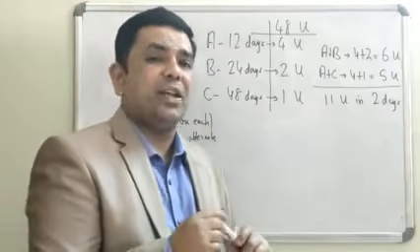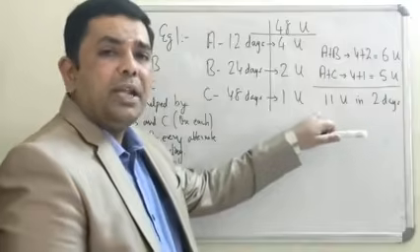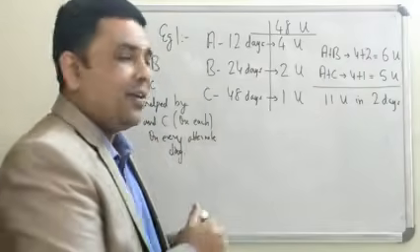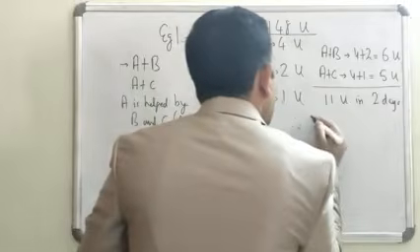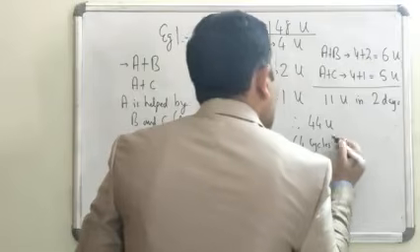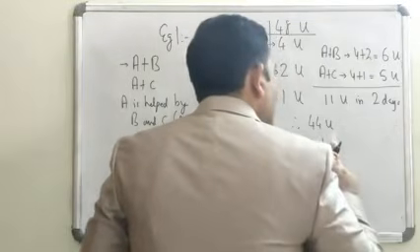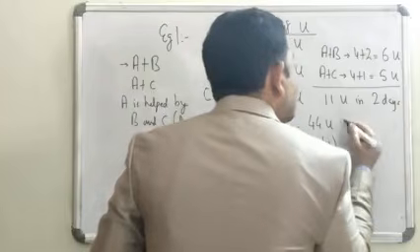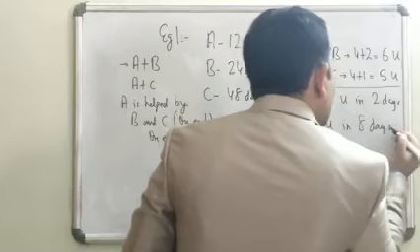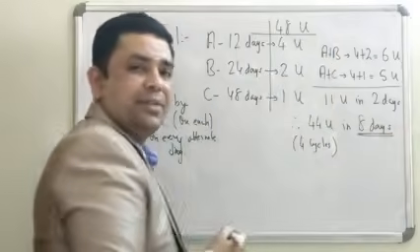What is the next thing that we are supposed to do? Go to a multiple of 11 closest to 48. Don't cross 48. Alright, so 11 units in 2 days, therefore 44 units. That means we are talking about 4 cycles. So 44 units in how many days? 44 units will get completed in 8 days.